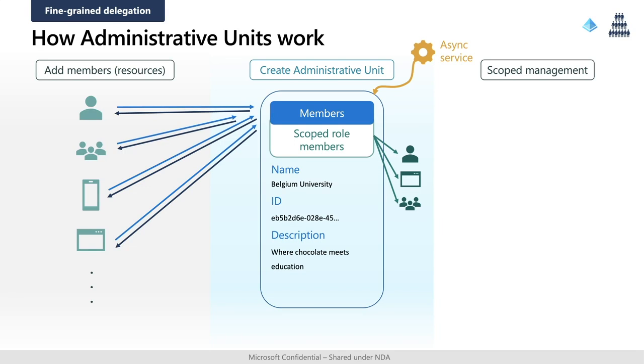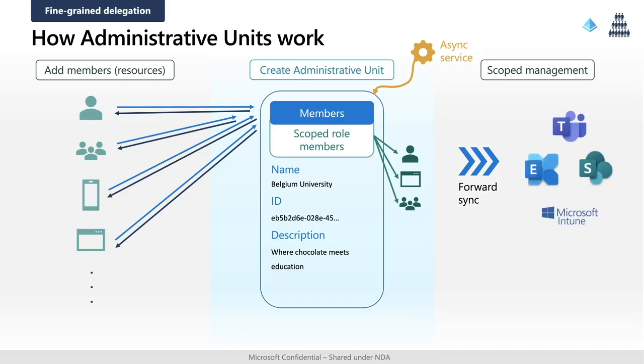Once that is done, we then scope the role members. So you add members to the administrative unit, and then you scope what they can access. Then you scope what they can manage, and that forward syncs to all the services. So all the services will acknowledge it. At this point, if it is an Exchange object, like a shared mailbox or something like that, and you've been granted access to it, it will then be honored, and you'll be able to do administration over that shared entity.